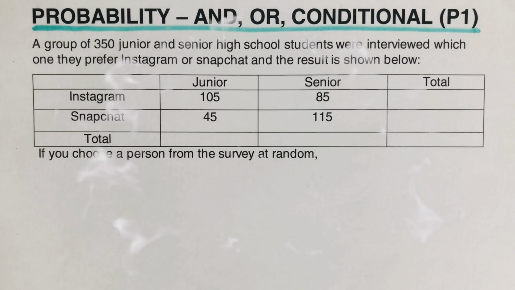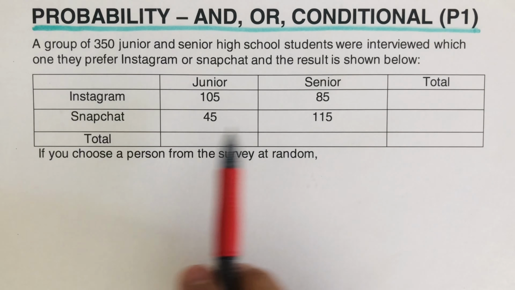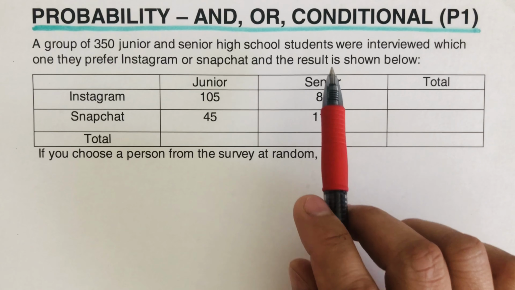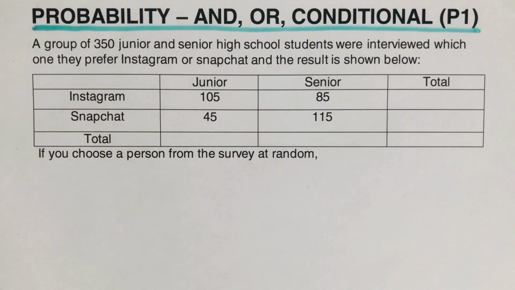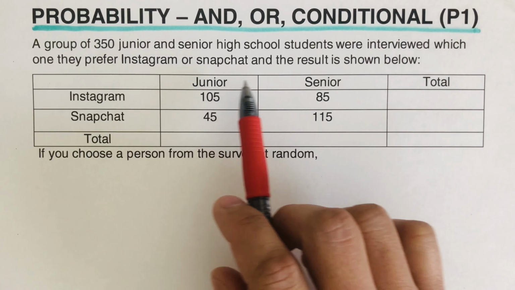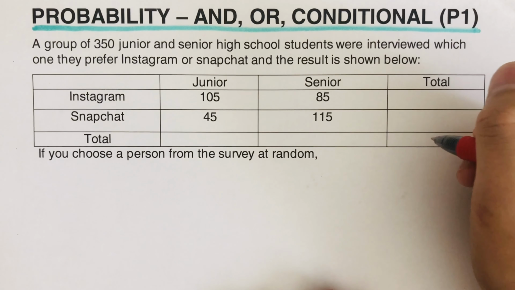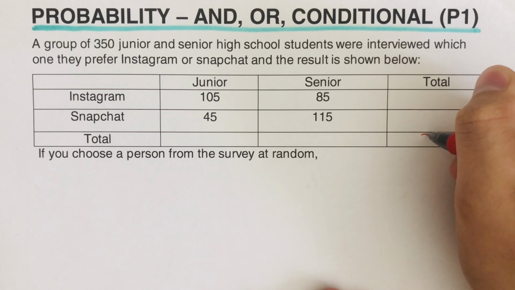Everyone, in this video we are going to determine probability given a table. In this problem, we have 350 junior and senior high school students who were interviewed and asked which social media platform they prefer, Instagram or Snapchat. And this is the result over here. It says that the total is 350, so the grand total that we have here should be 350.